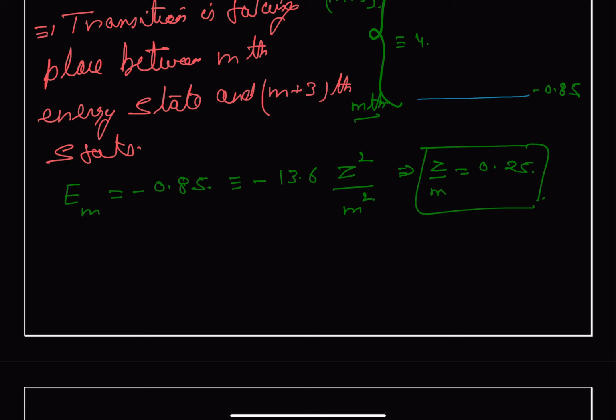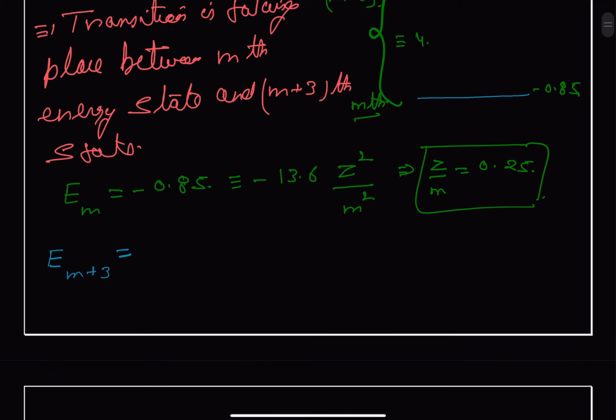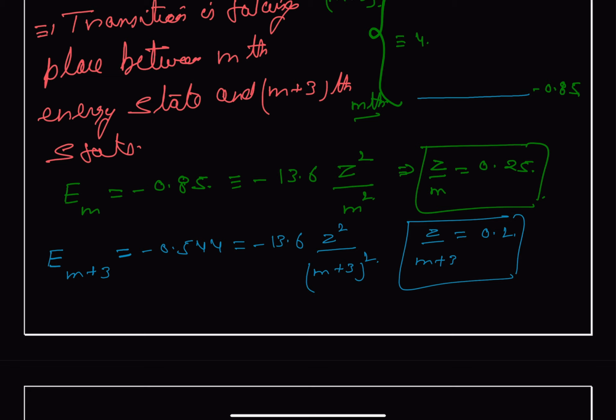Similarly, for E of m plus 3, which is equal to minus 0.544, this will be equal to minus 13.6 z square over m plus 3 whole square. From here we can write that z upon m plus 3 will be equal to 0.2. Let this be our equation number 1 and this be our equation number 2.